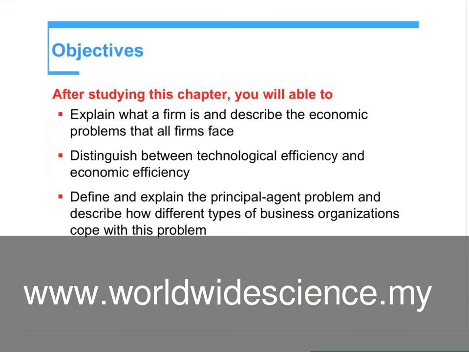Okay, so in this chapter, we are going to learn about what a firm is and describe the economic problems that all firms face, distinguish between technological efficiency and economic efficiency, define and explain the principal agent problem, and describe how different types of business organizations cope with this problem.